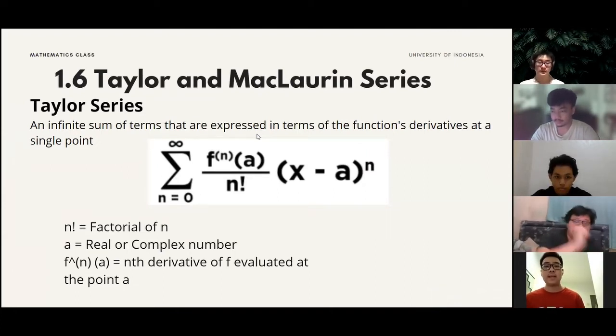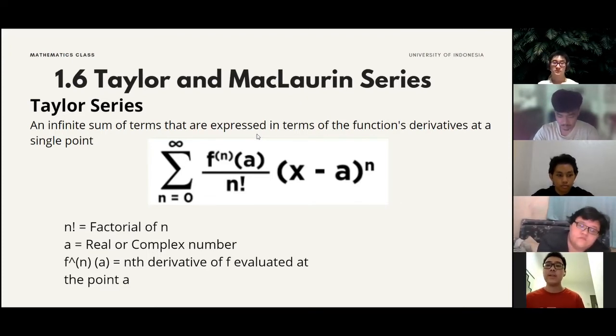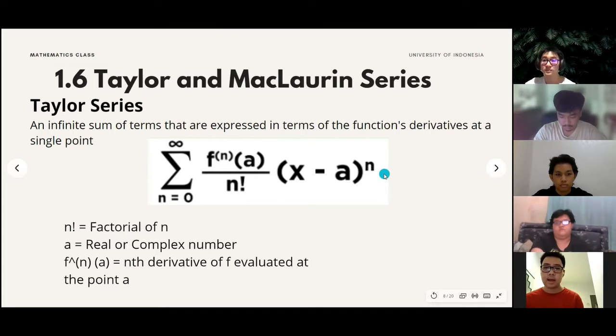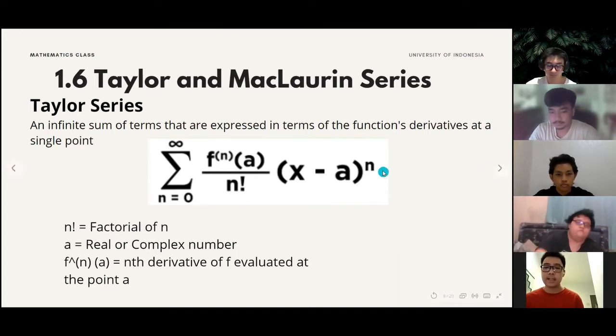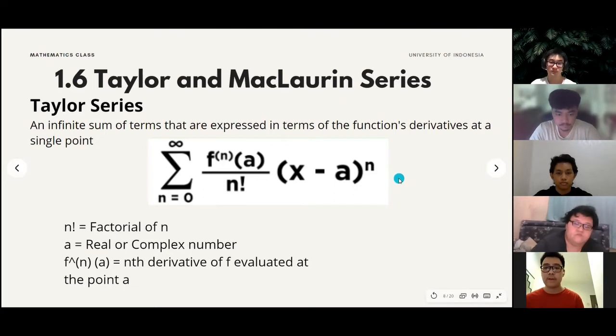So Taylor series is basically an infinite sum of terms that are expressed in terms of the function's derivatives at a single point. So here is the formula of the Taylor series, which is the sum over n of f^(n)(a) over n factorial, times (x minus a) to the n. Here a is a real or complex number, and f^(n)(a) is the nth derivative of f evaluated at the point a.